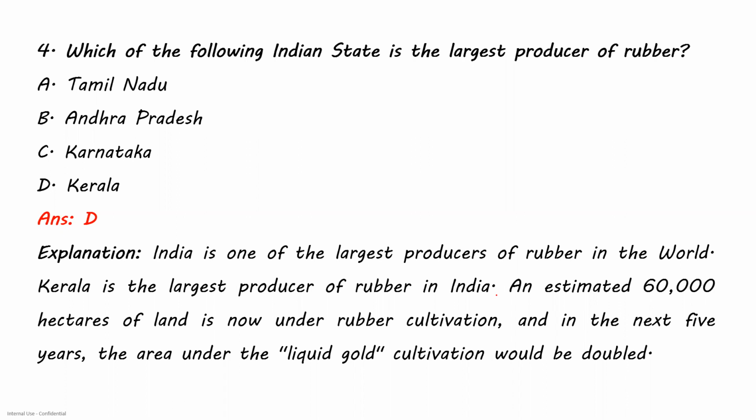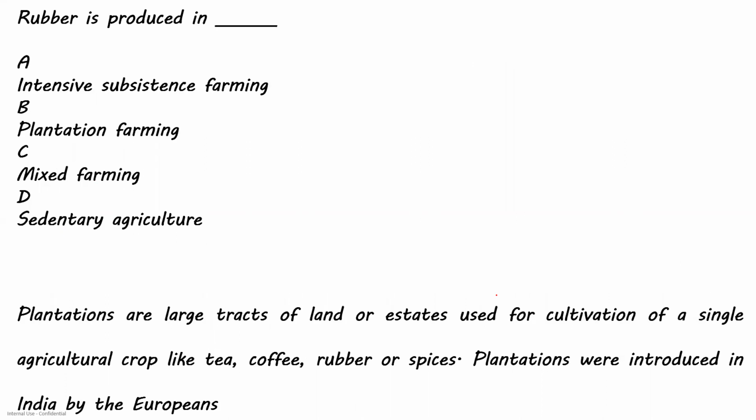We call it liquid gold. Another question can come up over here: what is known as liquid gold? So your answer is rubber. Next question. Rubber is produced in option A, intensive subsistence farming, B, plantation farming, C, mixed farming, and D, sedentary agriculture. The correct answer is B, plantation farming.